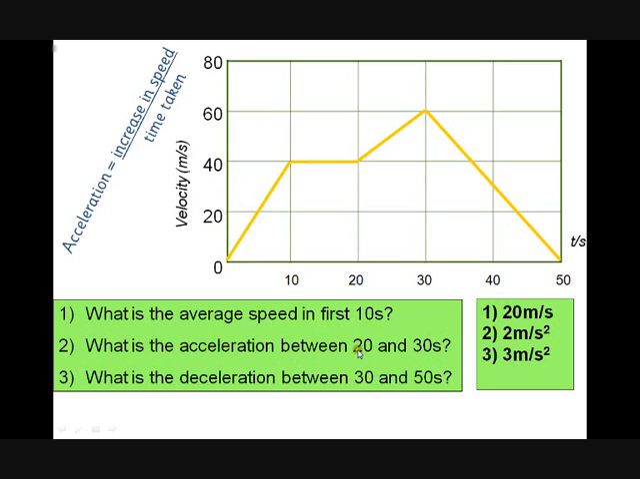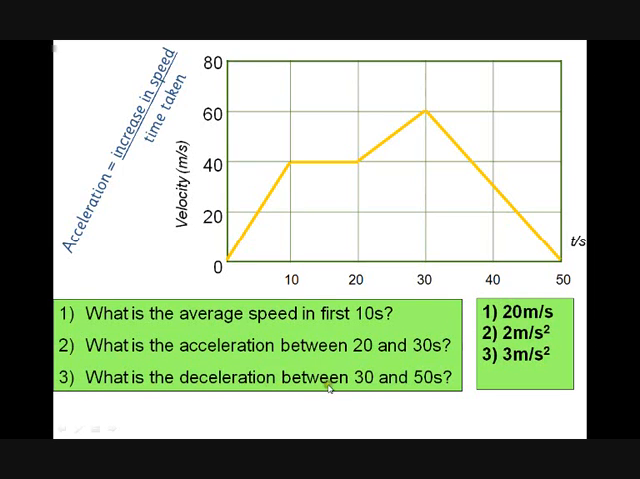What is the acceleration between 20 and 30? So if we look between 20 and 30, our speed has gone from 40 to 60. So using our formula, which is here, the increase in speed is 20 and the time taken is 10. So 20 divided by 10 gives us an answer of 2 meters per second squared. So our acceleration is 2 meters per second squared.